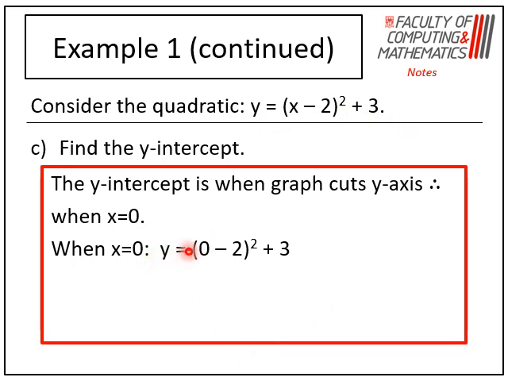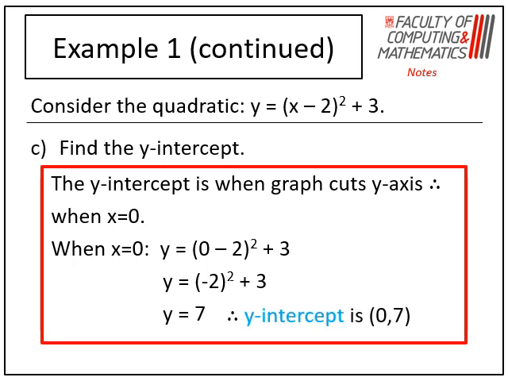So we've got y is equal to (0 take away 2) all squared plus 3. So you're going to have negative 2 squared plus 3. Now remember what we said, when you square something, you're never going to get a negative answer. So if you square a negative number, you're never going to get a negative answer. So negative 2 times negative 2, add the 3, gives you y is equal to 7. Therefore your y-intercept has to be (0, 7).